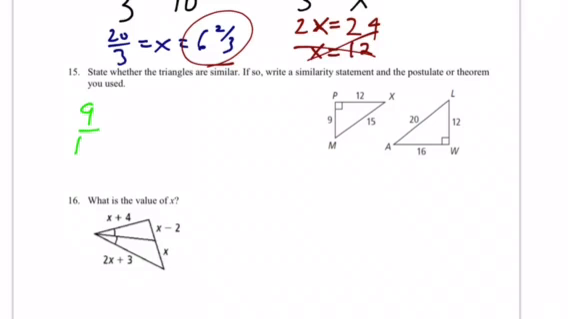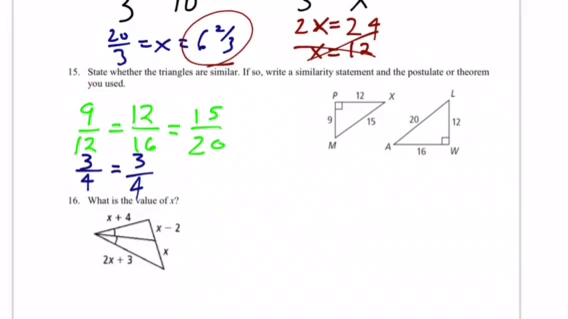So does 9 over 12, the two shorter sides, equal 12 over 16, the two middle sides, and do they both equal 15 over 20? And so if we look at those different fractions, 9 over 12 reduces down by a factor of 3 to 3/4. 12 over 16 reduces down by a factor of 4, goes down to 3/4, and 15 over 20 reduces by a factor of 5, down to 3/4.